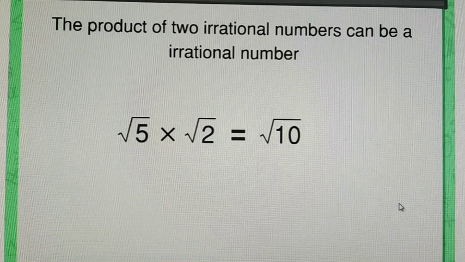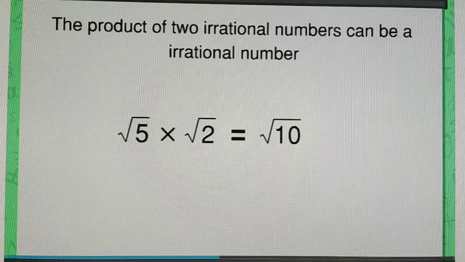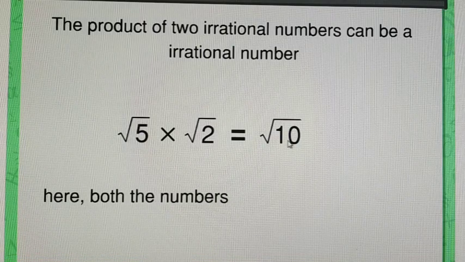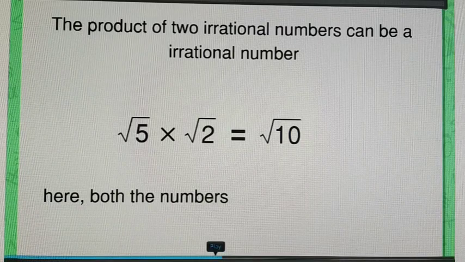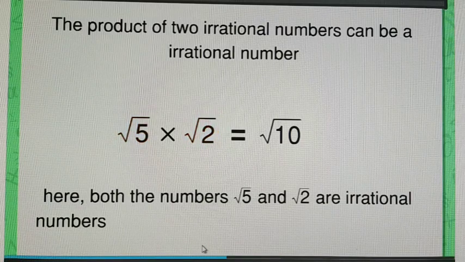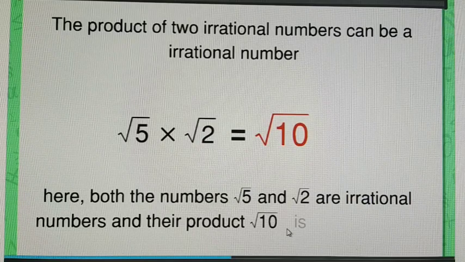The product of two irrational numbers can be irrational. Root 5 into root 2 is equal to root 10. Here both the numbers are irrational and their product is also irrational.